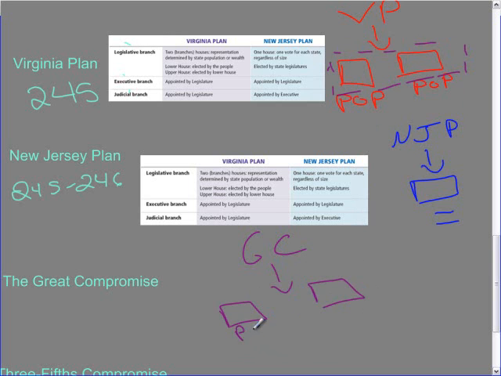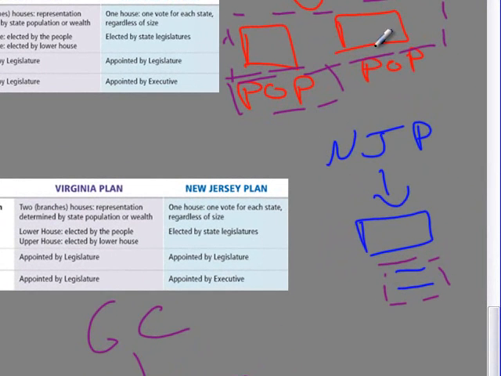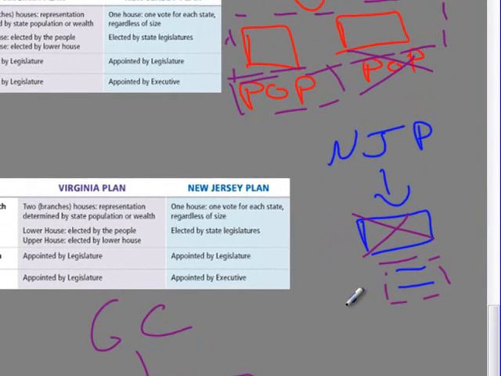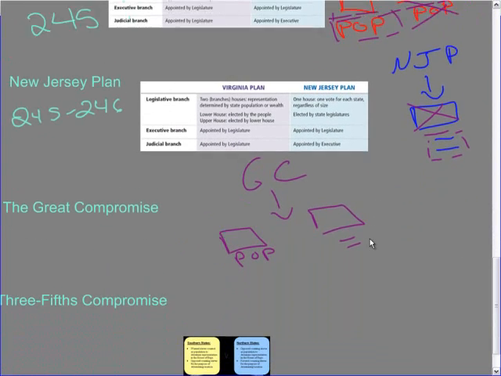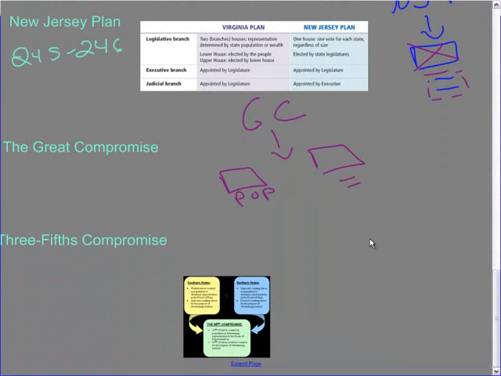In one, it is going to be based on population. We take that idea from the Virginia plan. In the other, it is going to be equal. We take that from the New Jersey plan. So we get rid of the idea of having 2 houses based on population, and we get rid of the idea of only having 1 house in the legislative branch. So now, both the small states and the large states are happy about representation. The Great Compromise is passed.